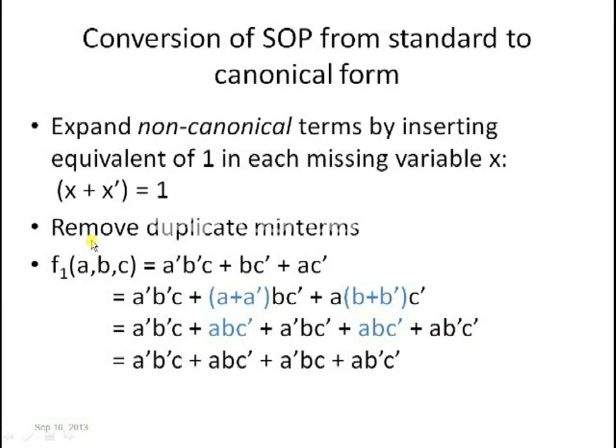Now what is the second step? Remove duplicate terms. If one term is used many times, we have to remove the repeats. Here a b c complement is used twice, that is more than once, so we consider it only once. It becomes a complement b complement c plus a b c complement plus a complement b c plus a b complement c complement. Now this is the sum of products in canonical form.